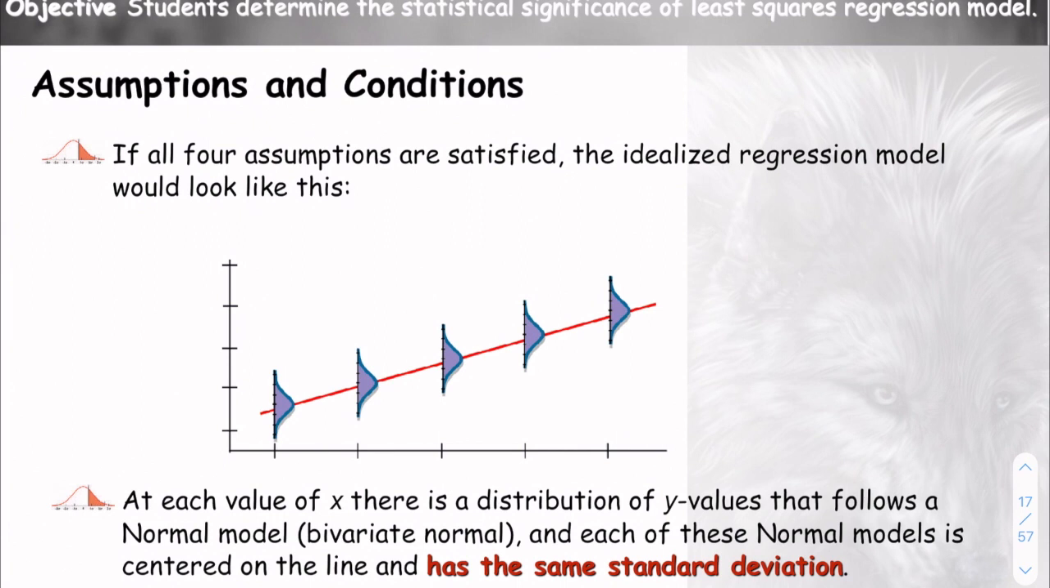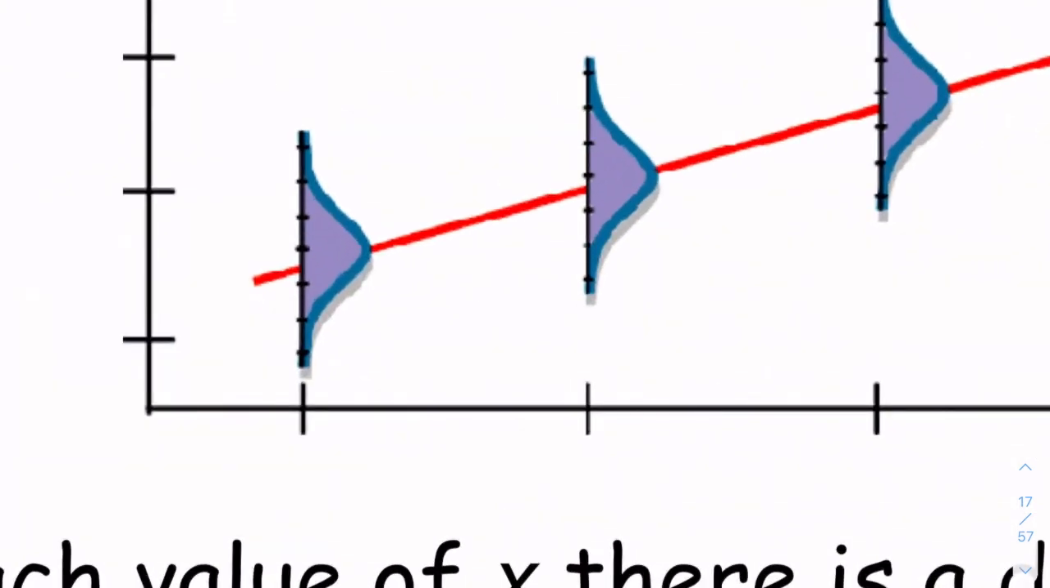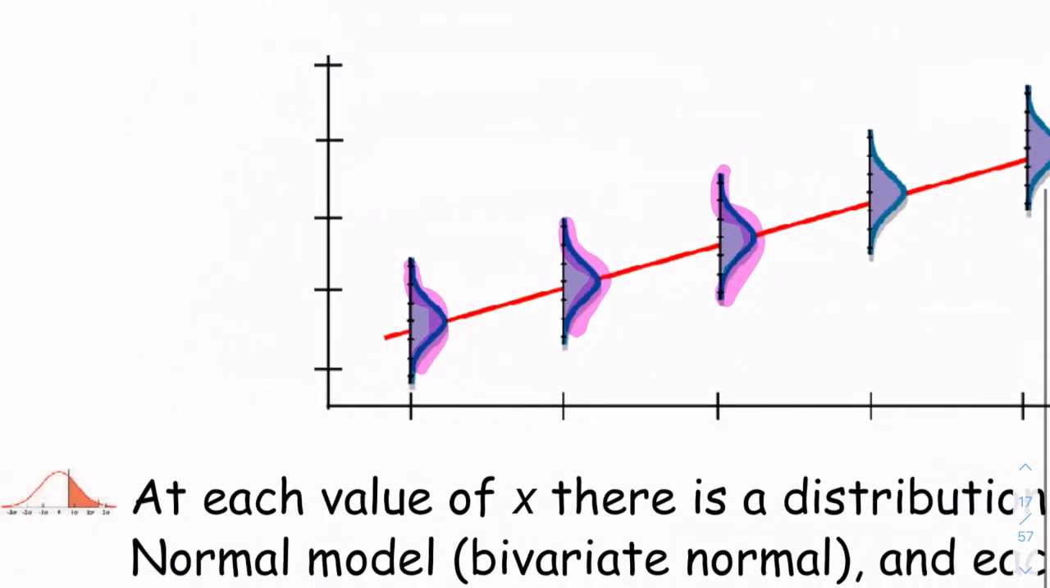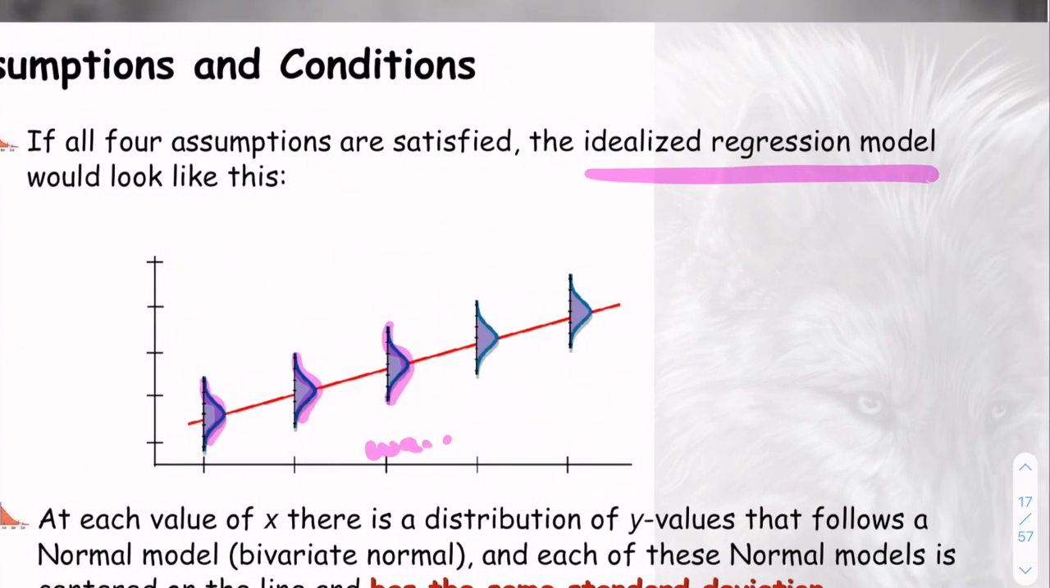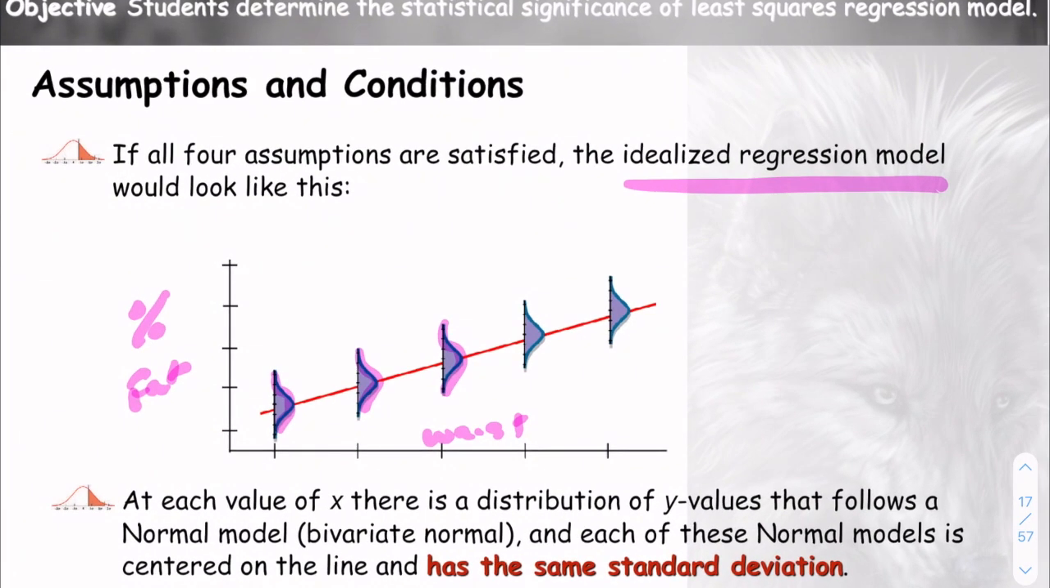If all 4 of our assumptions are satisfied, the idealized regression model will look something like this, where we have a distribution that fits a normal model at each one of these continuous measurements. So this would be waist size, % body fat. So at each value of the x, there is its own distribution of y values that follows a normal model. The fancy word is a bivariate normal. And each of these normal models is centered on the line and has the same, and this is the key part, the same standard deviation.